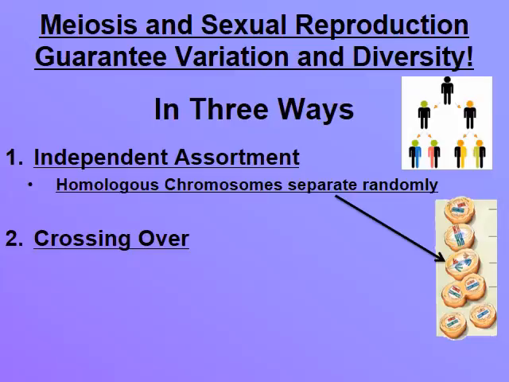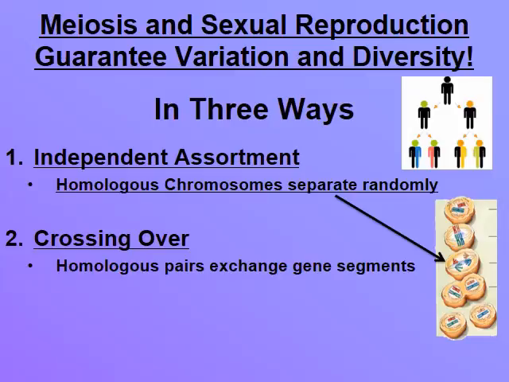Number 2 is crossing over. So the homologous pairs exchange gene segments. This, once again, like we said earlier, creates more variation. And the more variation, the better.